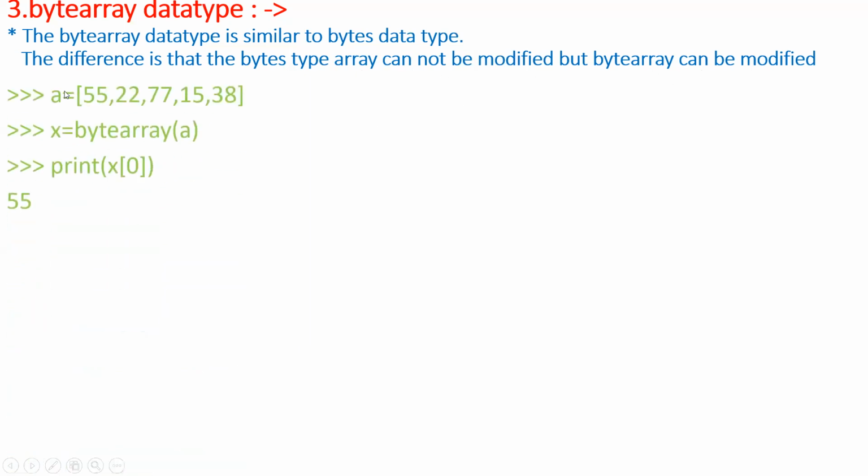Okay, once again. So see here, this is the list. You are using the typecast. You are making X a byte array. Now print X of 0. Which one will you get? Obviously 55, because of indexing.